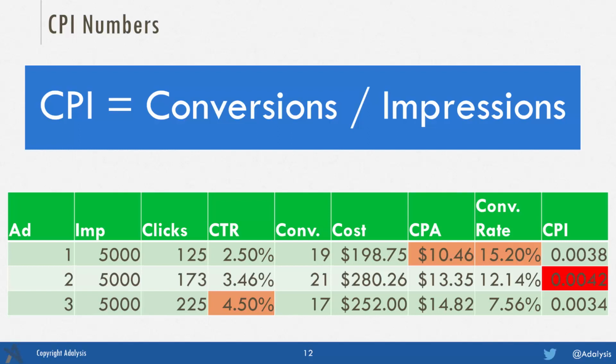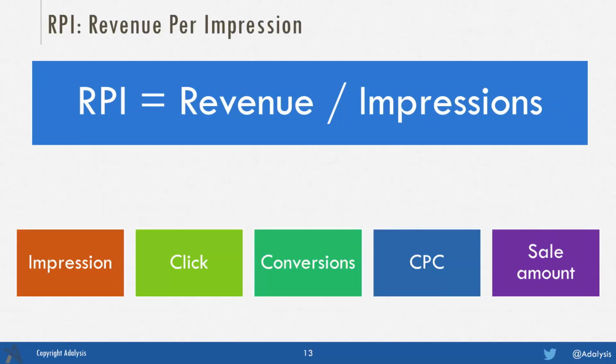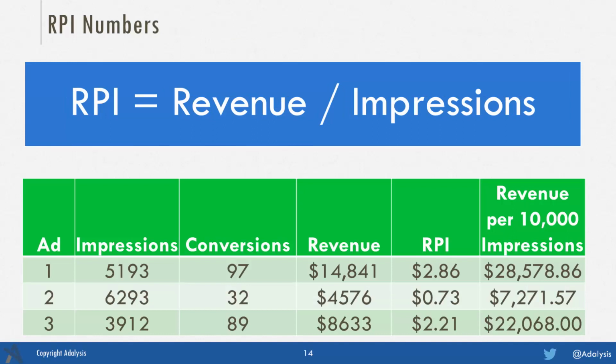Now, of course, the one downside to CPI, or conversion per impression, is we are ignoring our CPC and cost data. So, revenue per impression looks at here's all the sales we made, the actual sale amounts themselves, and divides it by impressions. So now we're using click-through rate, conversion rate, average CPCs, ROAS, so forth, because we're using all 5 of our metrics to determine revenue per impression. So this is also a really simple formula to do. Revenue, total revenue that ad brought in, divided by impressions.